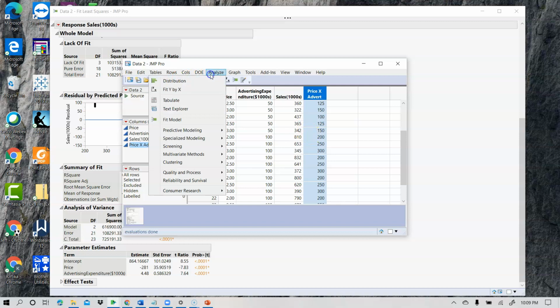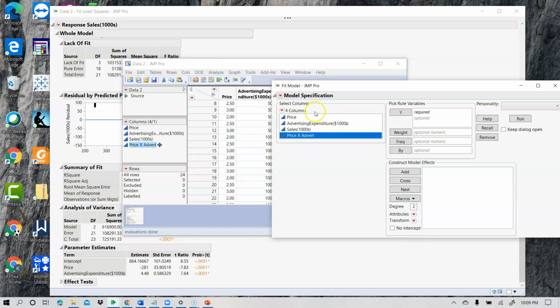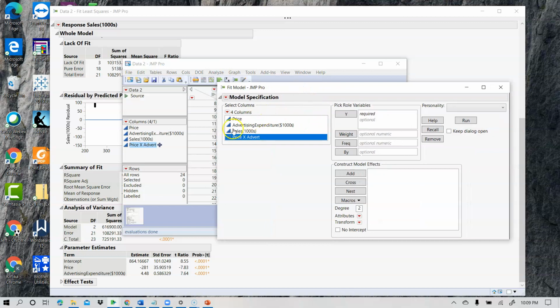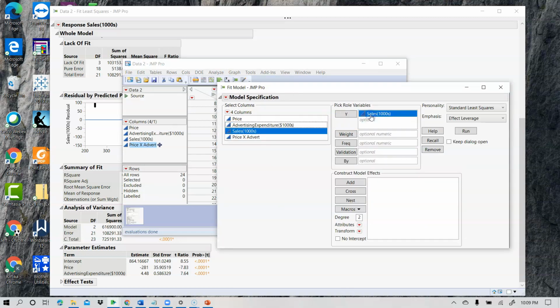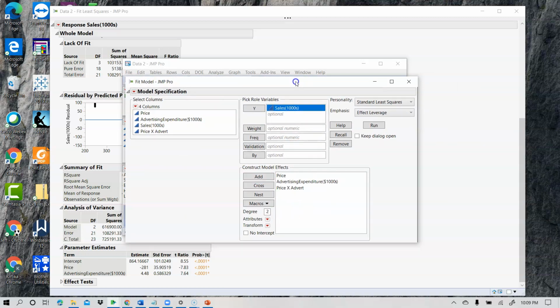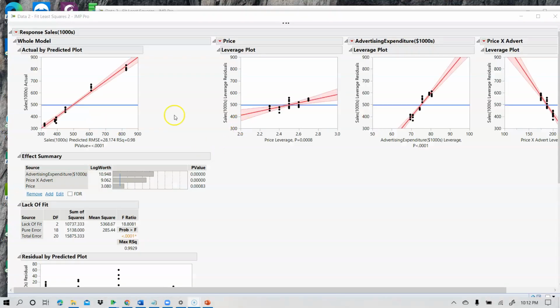So we go to analyze, again fit model, and now sales is moved to the dependent, and then let's select all these three and then add them to our X variable. So now we have price, advertisement spending, and price times advertisement expenditure. Let's run this. We can see that all three variables will be statistically significant.